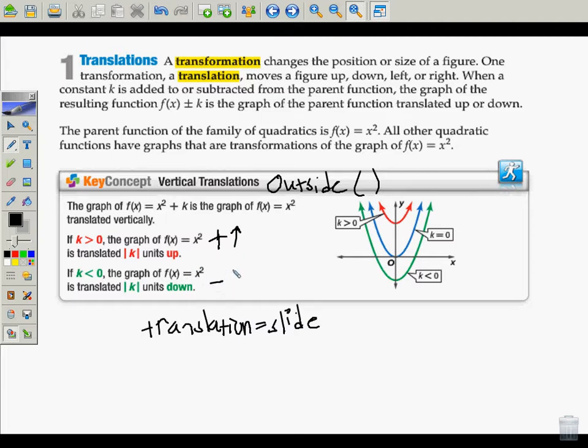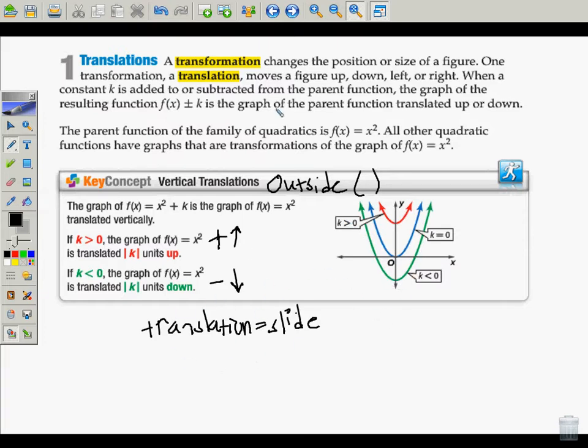So for example, if I would have x squared plus 3, I would take my normal graph of x squared and I would slide it up 3 units. If I would have x squared minus 7, I would take my normal graph of x squared and slide it down 7 units. And everything's going to be exactly the same. You're going to draw the graph exactly the same. You'll just start it 7 units down. All we're doing with the translation is sliding.